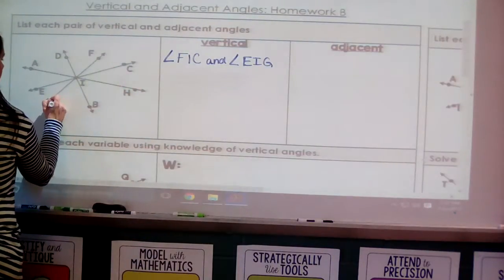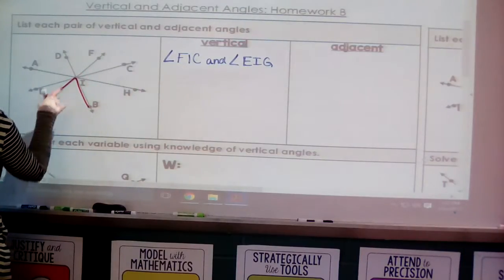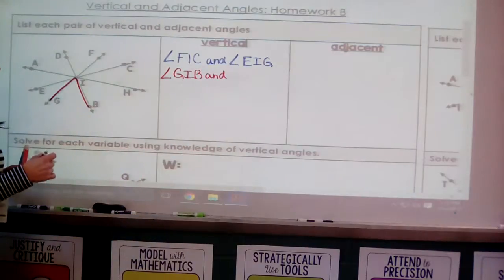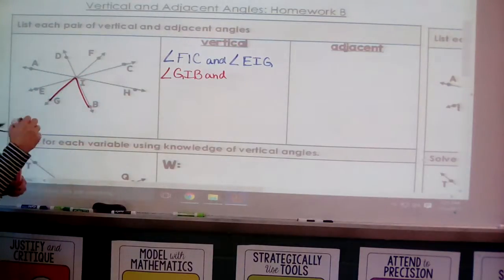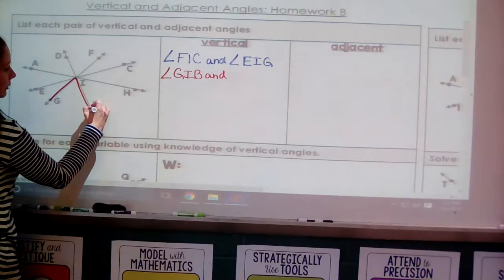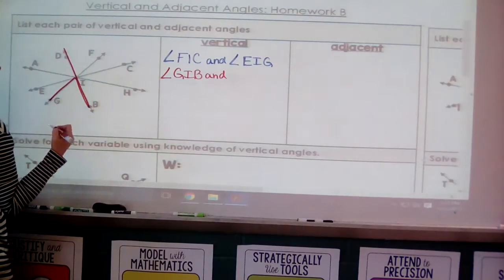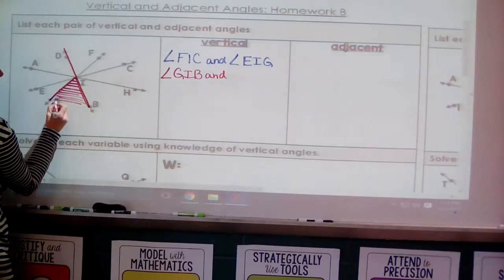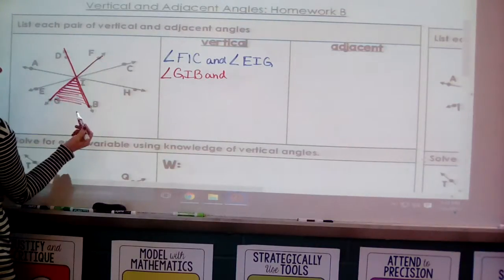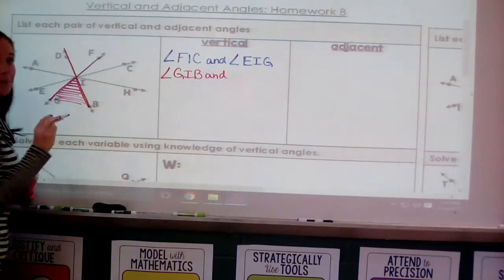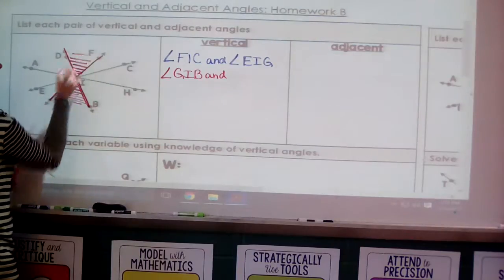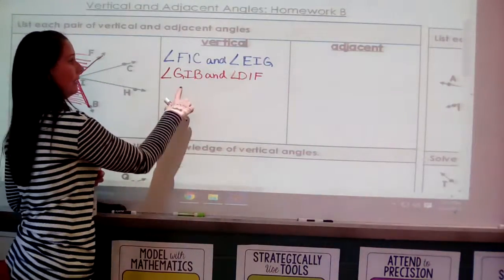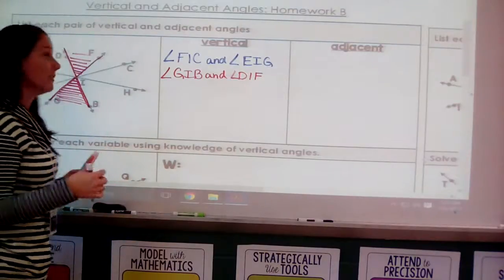So another pair, I'm just picking any angle. So I've got angle GIB. And if you are confused about how to figure out which of these would be vertical to it, as I explained in class, if you take this line that starts at the B and follow it all the way past the vertex through to the other side, take line G. So I'm looking at this, I named GIB already. Then I'm going to take G and follow it all the way through to the other side. I'm going to look at the angle that is directly opposite from that, and that is going to be angle DIF. So angle GIB and angle DIF are equal to each other as well as vertical.